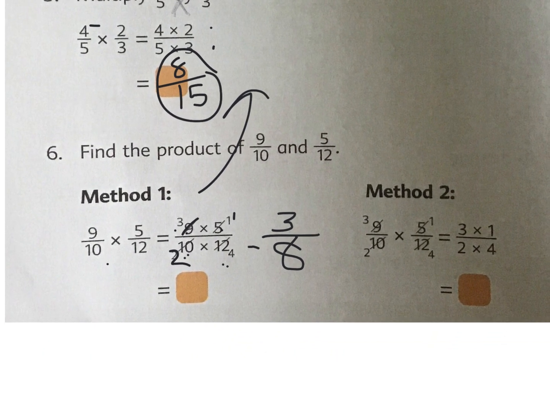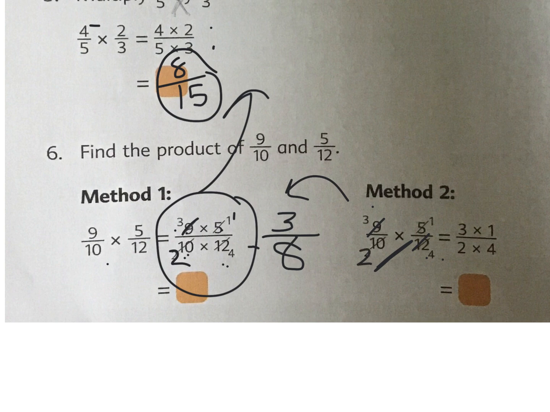Method 2, it's the exact same way, except we don't write it out like this. We just look at the numerator and denominator and see if we can find a number that goes into both of them evenly. And like in this one, 3 goes into both 9 and 12, so we change it to 4 and 3. And same thing with the numerator 5 and denominator 10. 5 goes into 5 1 time, 5 goes into 10 2 times. So now we have 3 times 1, like that, and 4 times 2, which is 3/8.